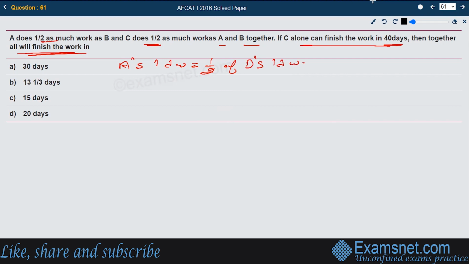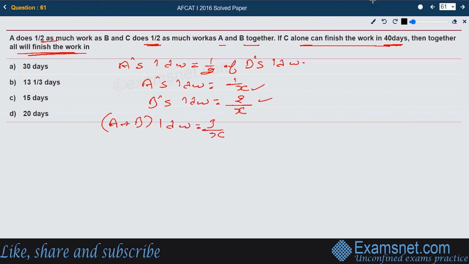So let's say A's 1 day work is 1 by x. So B's one day work should be how much? See, A's one day work is half of B's one day work. That means B's one day work should be double of A's one day work, that is twice of 1 by x, which is going to be 2 by x. So if we add them, A plus B combined one day work is 2 by x plus 1 by x, that is simply 3 by x. So this is the combined one day work of A plus B.